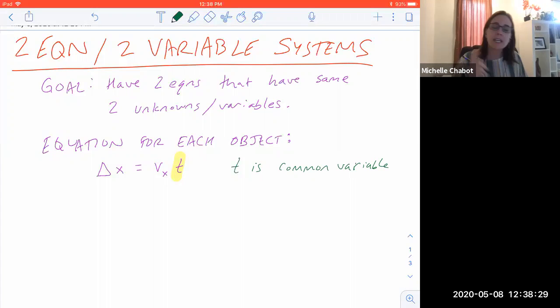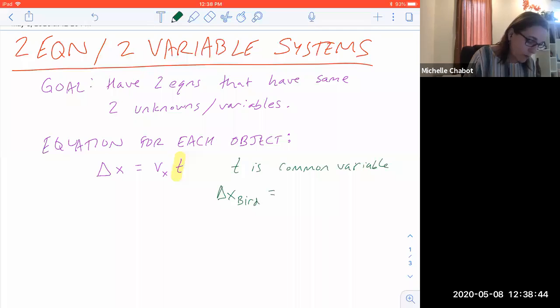The other thing in terms of identifying your second variable is to often ask yourself, what do you want? What's the problem asking for? And in this problem, it's asking for how far did the bird go? So delta xb, say for bird, is what we want. And that's going to be equal to the other variable in our system.